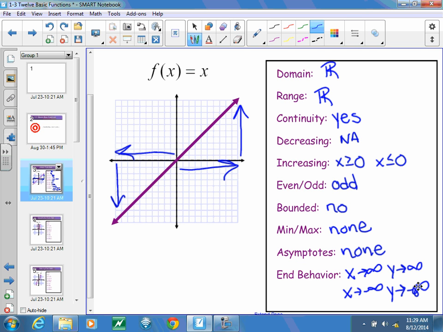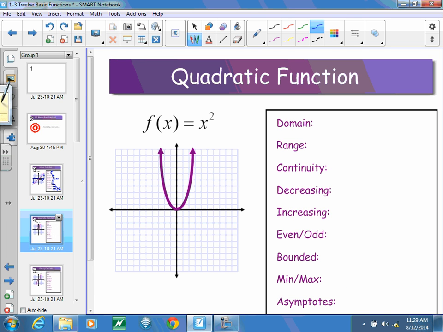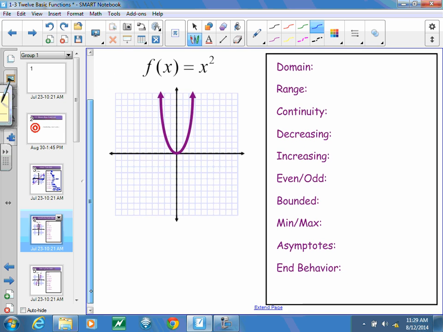Now I'm going to take these same properties and we're going to look over another familiar function, which is the quadratic function. And again, we're working with the parent function. So this is y equals x squared. We'll notice that the vertex is at the origin of (0, 0), and I do not have any stretches, reflections, anything like that taking place.